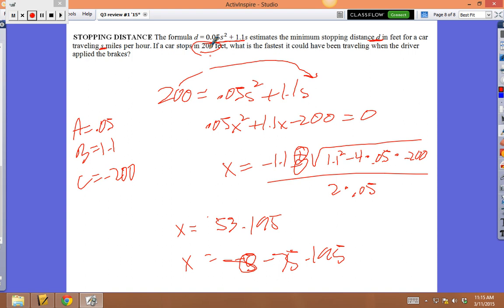So if I know it took 200 feet to stop, this is how police figure out if you're speeding or not. They can measure your skid marks when you're in an accident. And if I know your skid marks are exactly 200 feet long, I know you were going exactly 53 miles an hour. So this is the one we're going to go with.